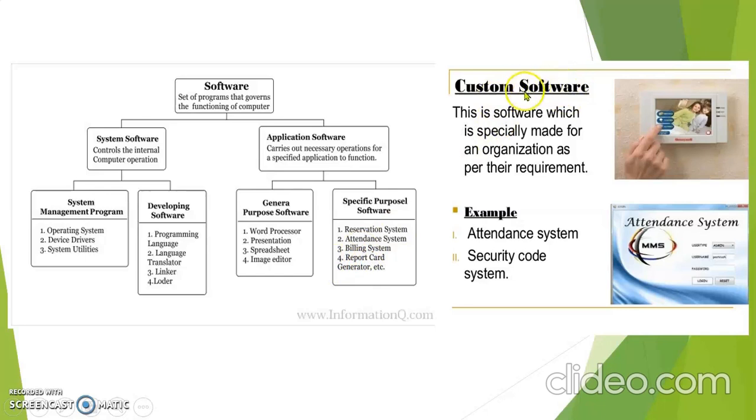Custom software is also a major part of the specific purpose software. So this is a software which is specially made for organization as per their requirement. So now we talk about like attendance system, security code system. So custom software very largely matches with special purpose software, specific purpose software. So they are almost interchangeable, specific purpose software and custom software. Custom software is also known as bespoke software, tailor-made software.